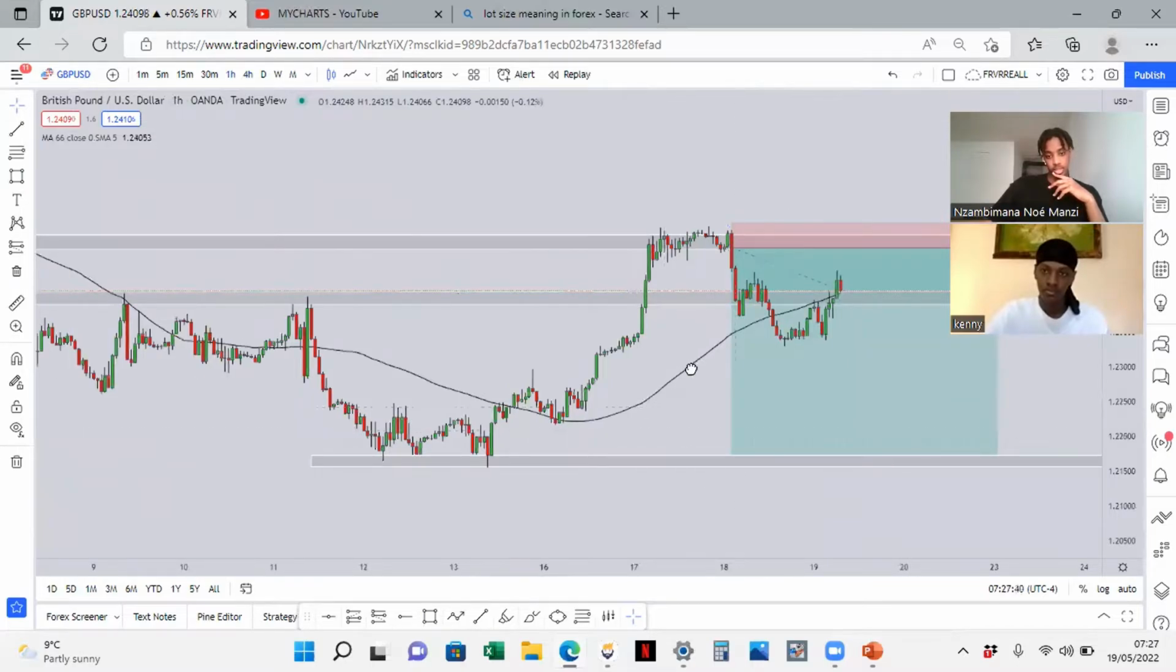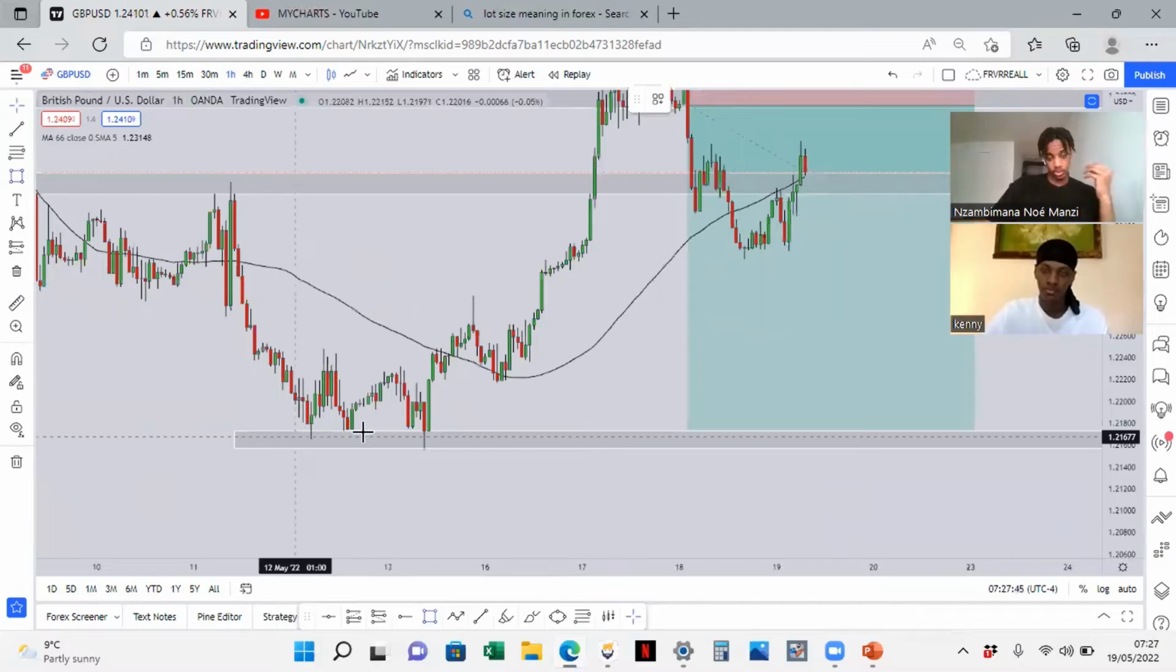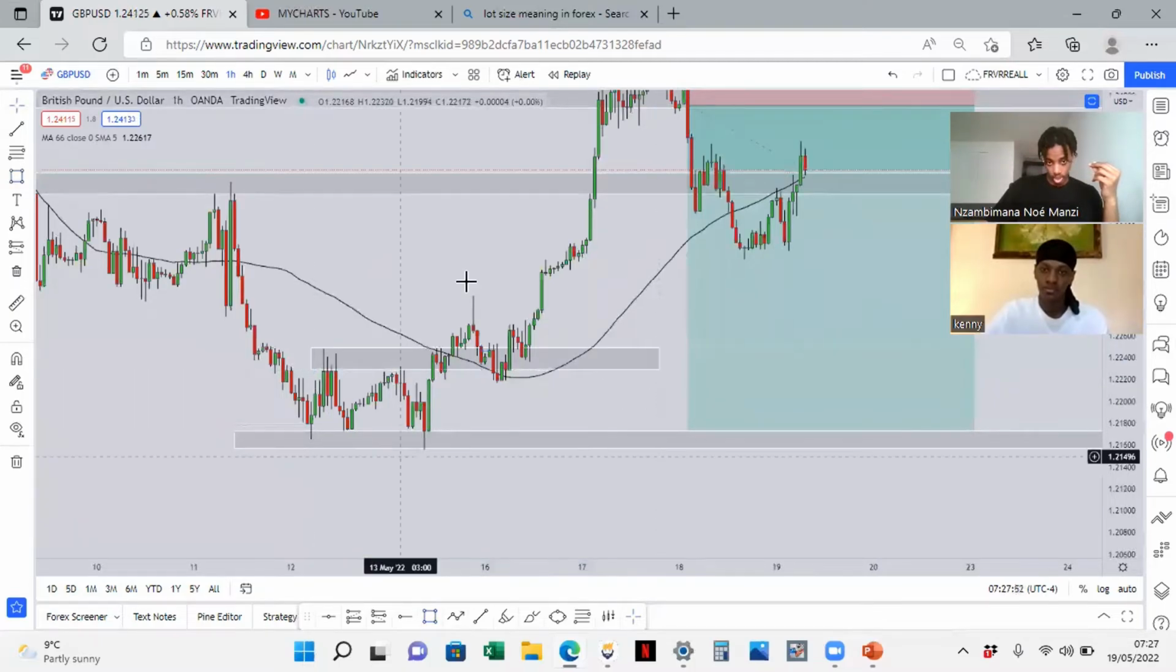Okay, let's look at this. For example, right here, you see that support is being formed. There is also resistance here. Price is kind of in a range. The price breaks above, comes back for the retest, and then flies high.